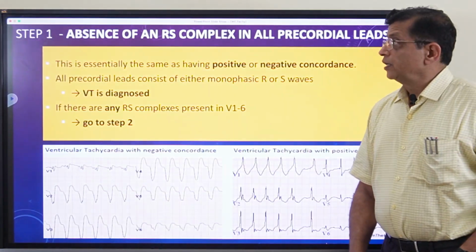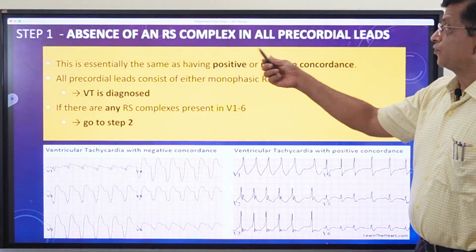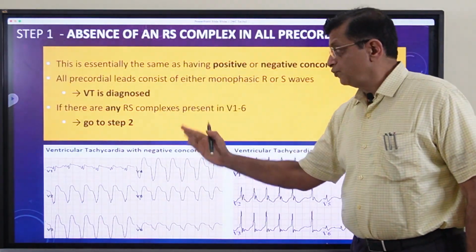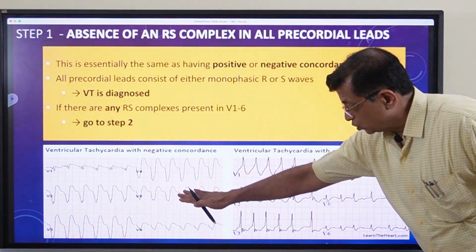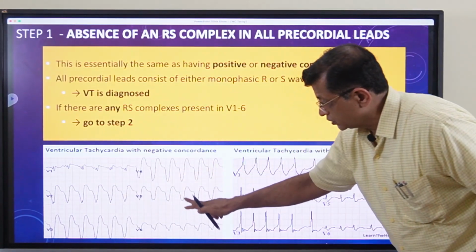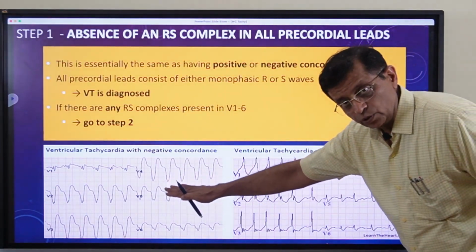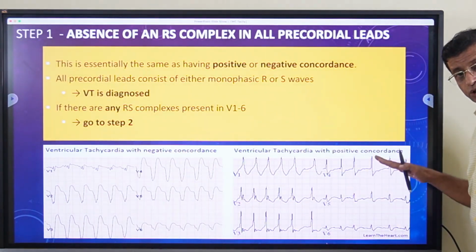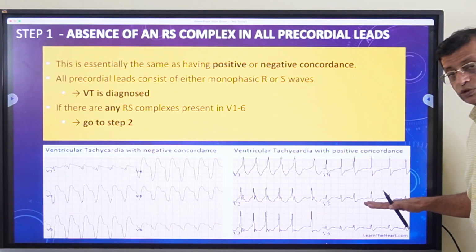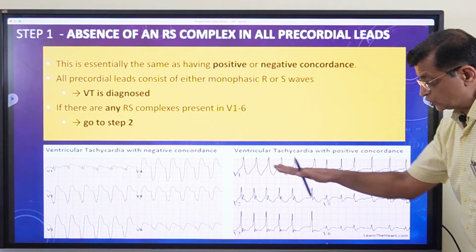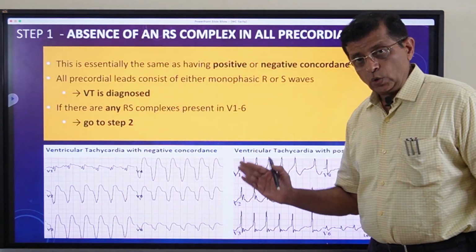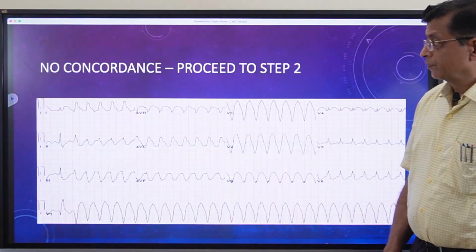So step 1 is to look for absence of RS complex in all precordial leads. This simply means that there is concordance. If you see concordance, like this is negative concordance, in all leads V1 to V6 you see a QS pattern. Here in all leads V1 to V6, you see a positive R complex, so this is positive concordance. If this type of ECG is seen, it is likely to be VT. The sensitivity is low, but the specificity is high.